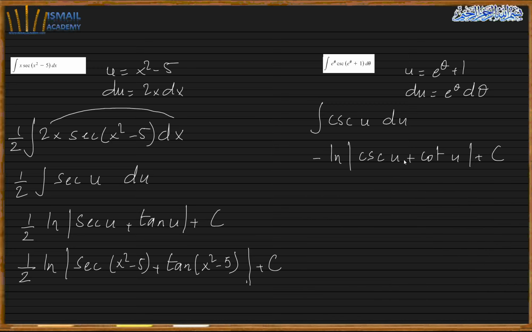Okay, so here now I substitute back my expression, which is e^theta plus 1, so it's going to be minus ln absolute value of cosecant of (e^theta plus 1) plus cotangent of (e^theta plus 1) plus c, and this will be your final answer.